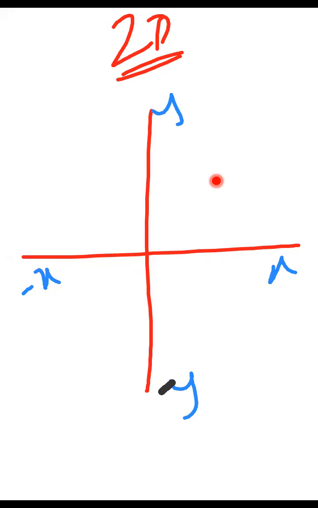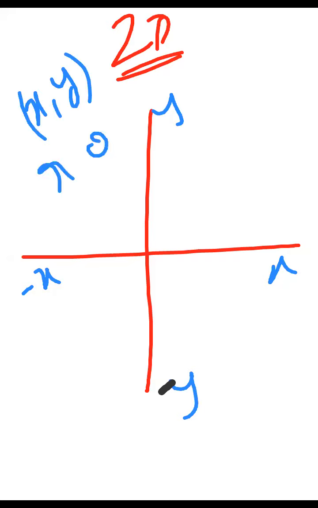Okay, polar coordinate system. Any number, any x, y can also be represented in polar format. Similar to x, y, we can represent it as r comma theta also.